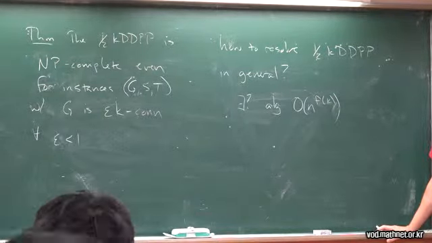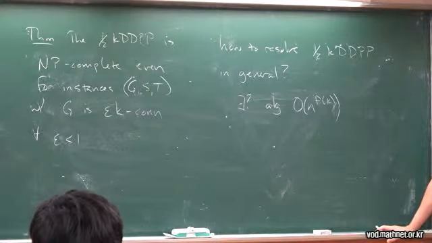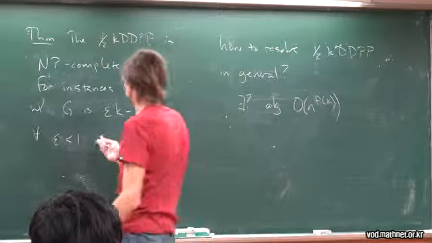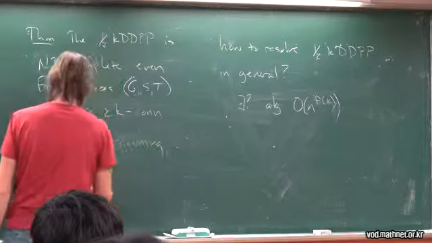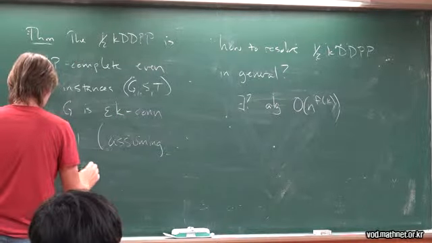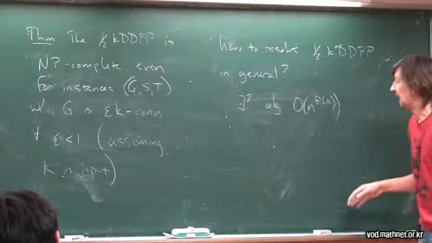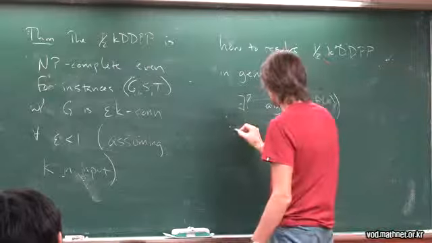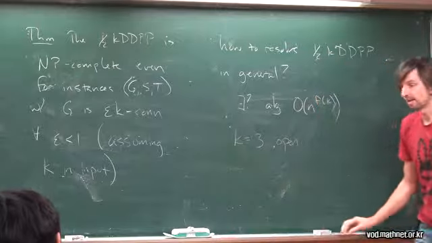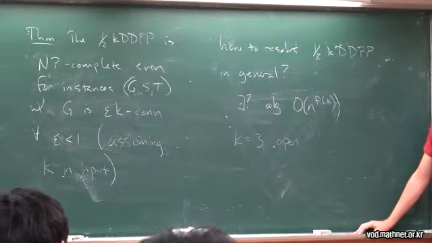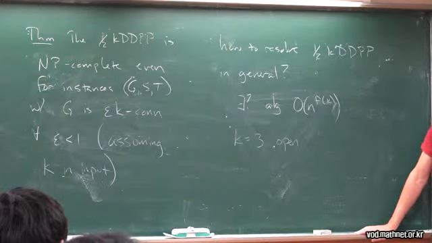Wait, on the left-hand side you said it's NP complete, or is that with k as part of the input? Oh, this is for fixed k. Yeah, and this is for fixed k. And in fact, even the case k equals 3 is open. I worked reasonably hard on k equals 3 and wasn't able to solve it. So even k equals 3 I think is a distinctly non-trivial problem.